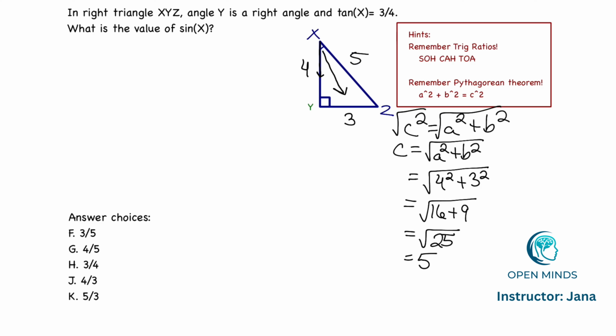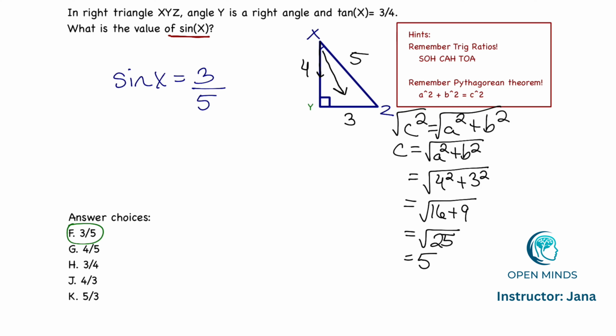Now, the question is, what is the value of sine of X? So again, refer to your acronym. Sine is opposite over hypotenuse. Okay, so the sine of X, the side opposite is 3, and we discovered that our hypotenuse is 5. So 3/5, which is option F.